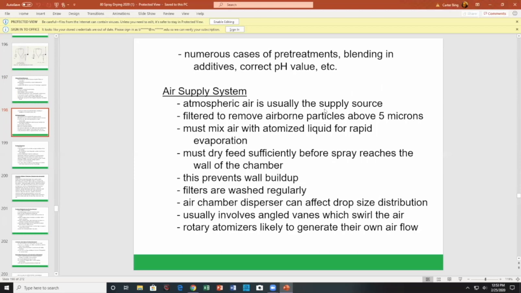Atmospheric air is usually the supply source. Filter to remove airborne particles above 5 microns. Must mix air with atomizing fluid for rapid evaporation. Must dry feed sufficiently before our spray reaches the wall. Now, that's the time of flight calculation. How long does it take to evaporate and how long does it take to reach the wall.